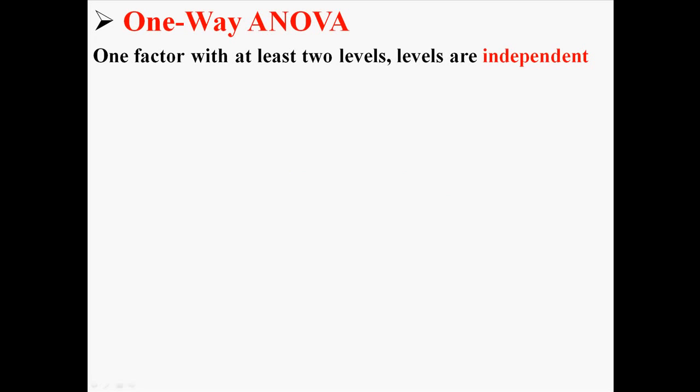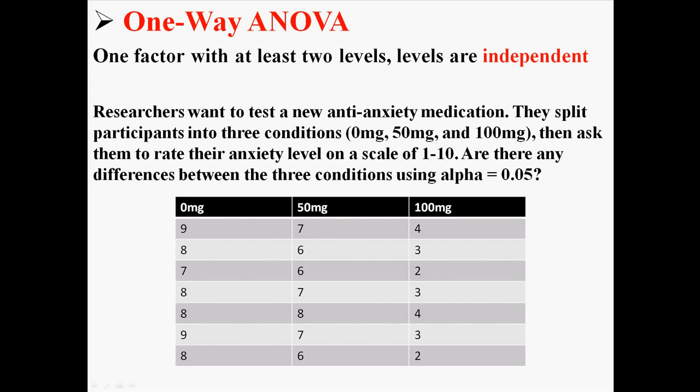Now it is time to begin the one-way ANOVA. A one-way ANOVA, remember, has one factor with at least two independent levels. So here's an example of that.